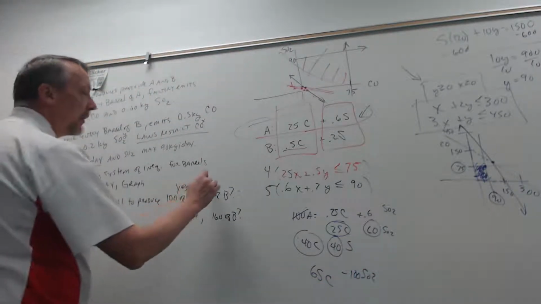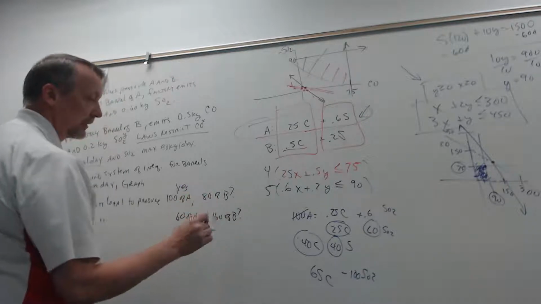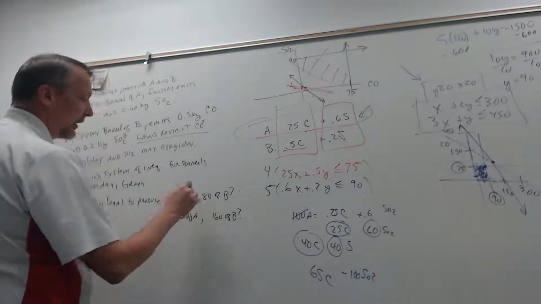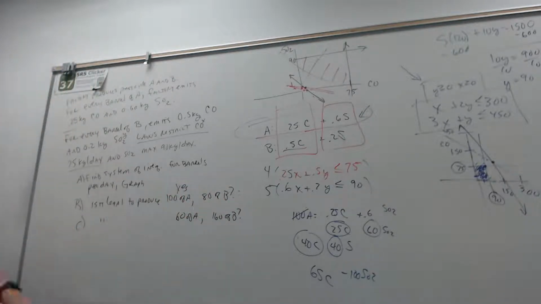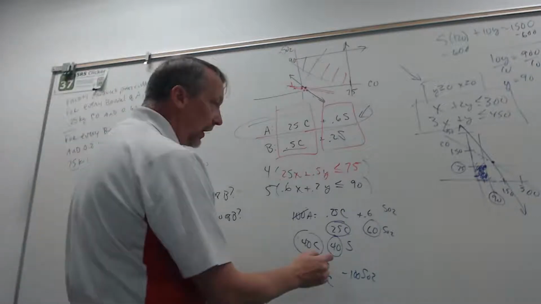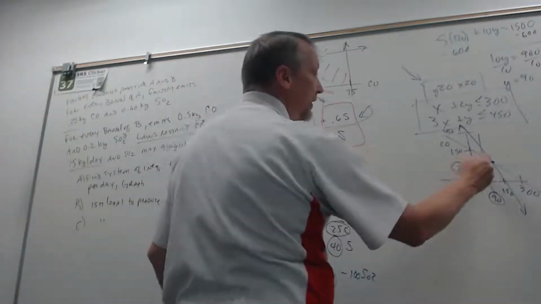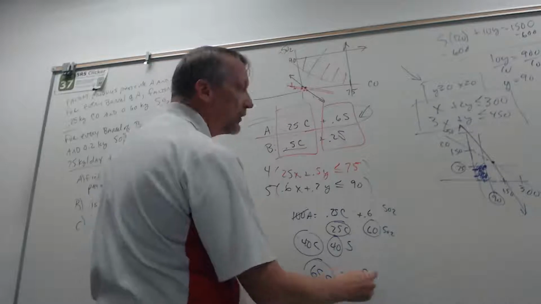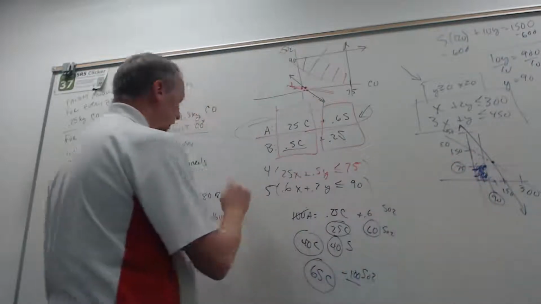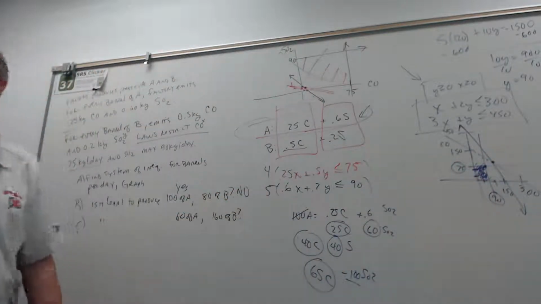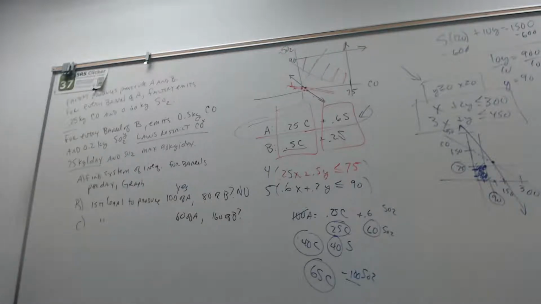So that would be a no on that, because the combination would be that. You'd be okay on the carbon monoxide, right? Because 65 is less than here, but the 100 is outside, so the answer is no. Does that make sense? If you write down no, is that full points? Only if you can justify it.